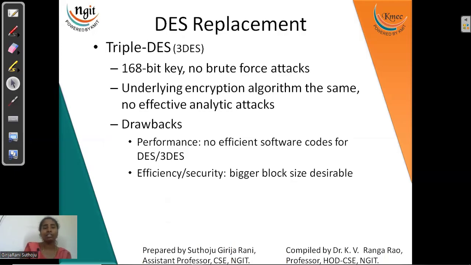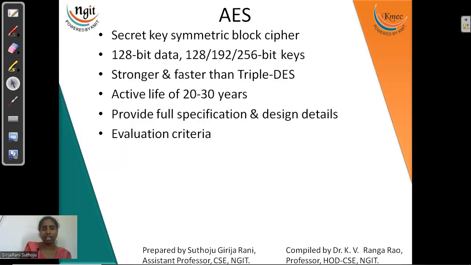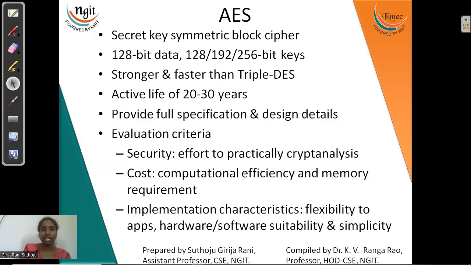But the drawback in triple DES is that it is very complex and the coding is very hard. It may not be suitable for bigger block sizes; it is suitable for smaller blocks. Thus AES entered. Now AES is very strong with 128, 192, and 256 key sizes, and stronger than triple DES, and its active life is 20 to 30 years. As of now, its design is too good.